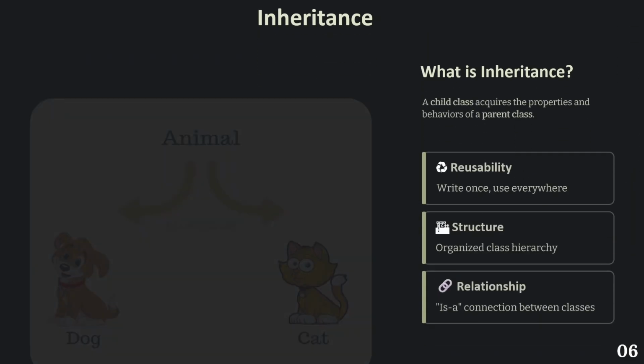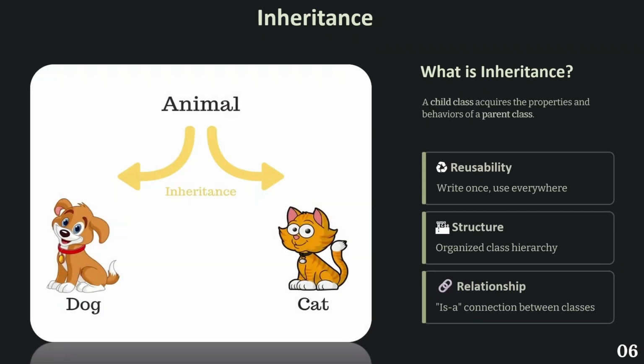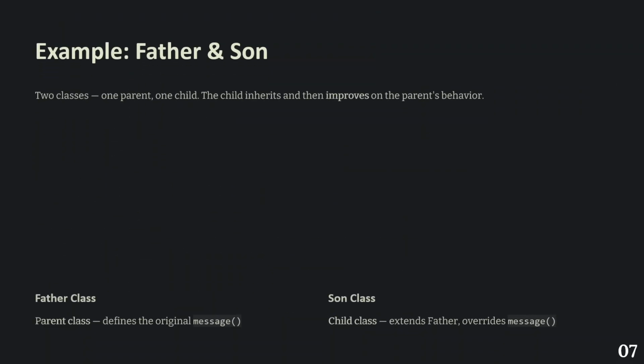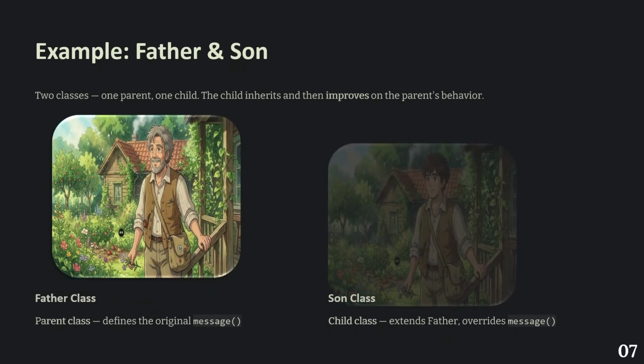Now let's move to inheritance. Inheritance is a process where a child class acquires properties and behaviors from a parent class. It creates an is-a relationship. Inheritance helps in code reusability and makes the program more structured. Now let's see an example.